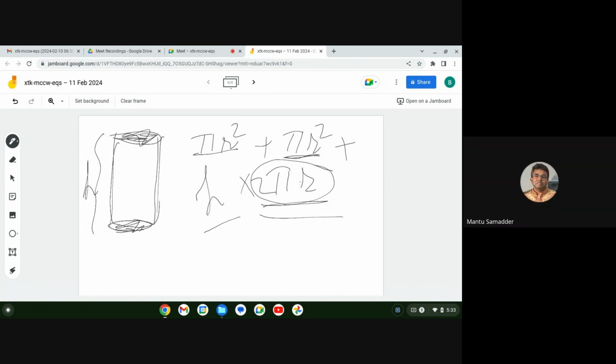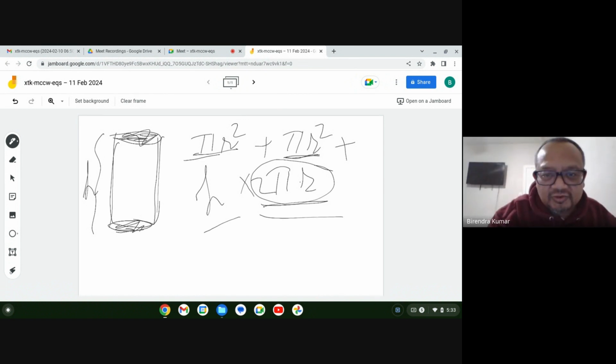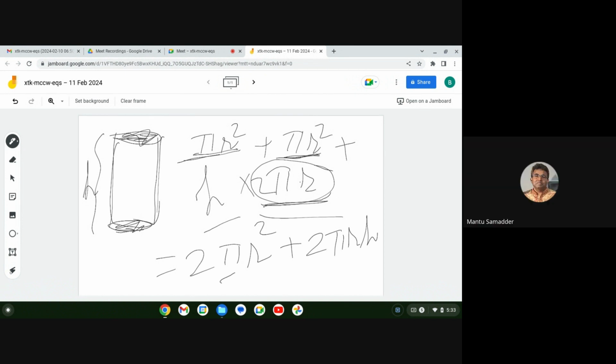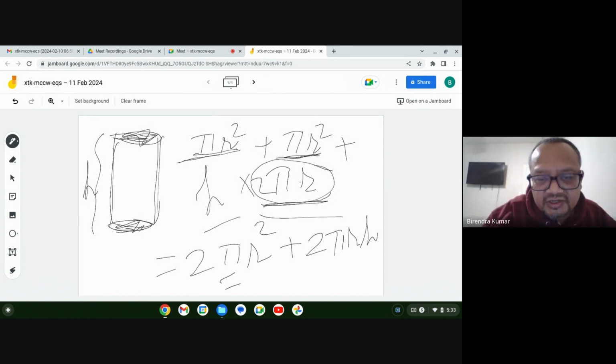So the total surface area is pi r square plus pi r square. So I can say 2 pi r square. One apple plus one more apple, two apples, plus this 2 pi r into h. Now you can take something common. You see 2 pi and 1 r being common. Here you have 2 pi r and h.